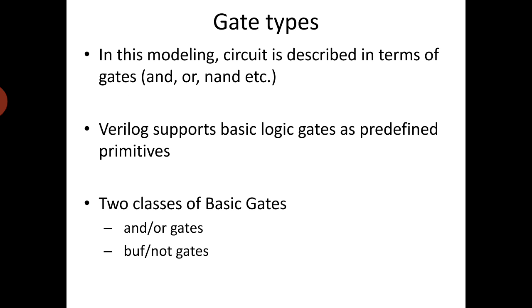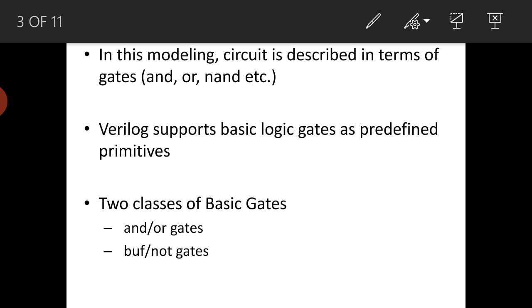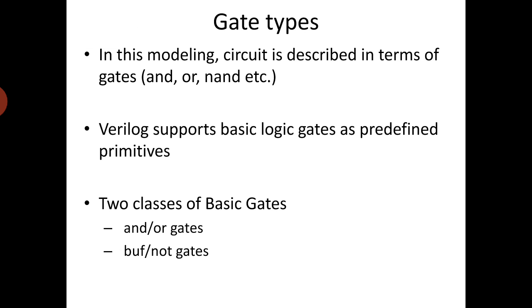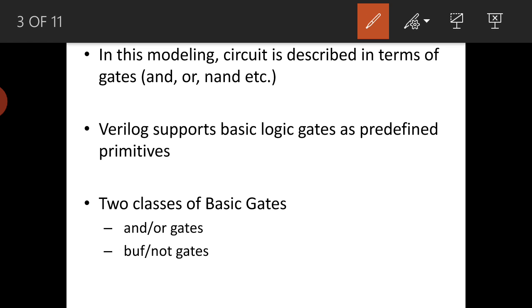Let us start with the first one, the gate types. As we know, we have the basic gates like AND, OR, NOT, NAND, NOR, MUX, XOR, XNOR. These are the basic gates we already know. Here it is the same thing, the gate types. In this modeling the circuit is described in terms of gates, like AND, OR, XOR. Basically, in Verilog the design is described in the form of gates.